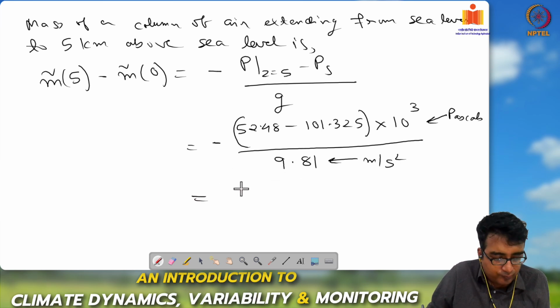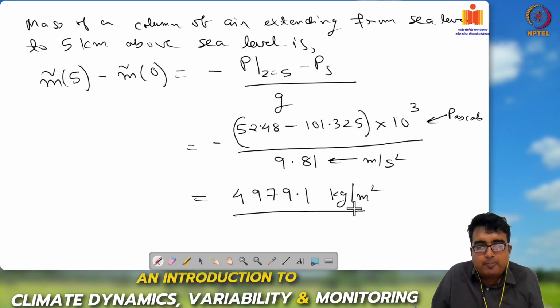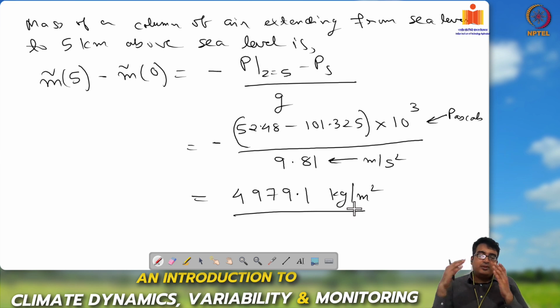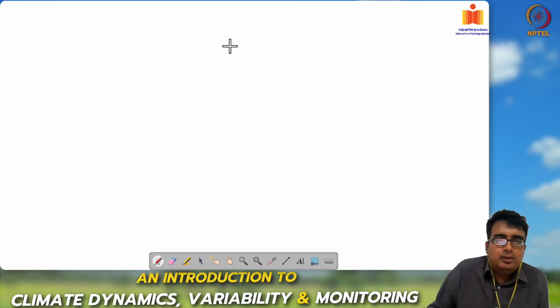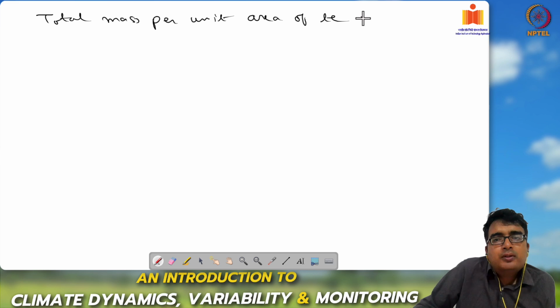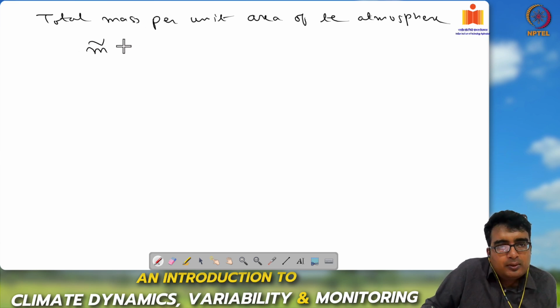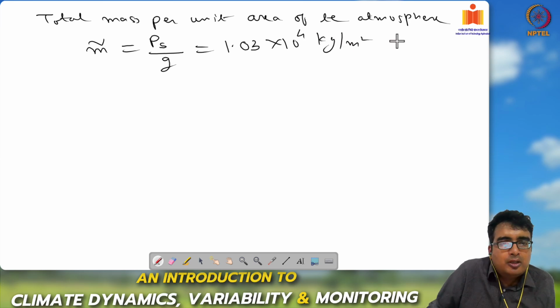Express this formula to get 4979.1 kg per meter square. So this is the mass per unit area of a column of air extending from sea level to 5 kilometers. Okay. However, the total mass per unit area of the atmosphere is m equals PS by G, which we saw before, is 1.03 times 10 to the power 4 kg per meter square.